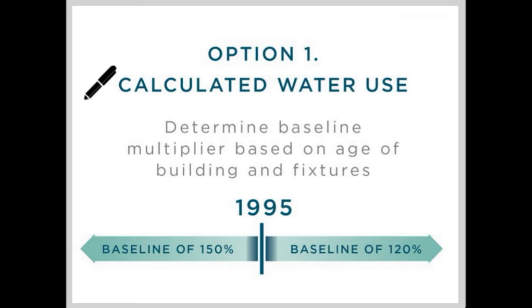Let's say an existing building pursuing LEED certification consumes 100 gallons of water for its fixtures and fittings, assuming the flow rates per table. Then the baseline would be 150%, or 150 gallons, if the building's certificate of occupancy is dated before 1995, and 120%, or 120 gallons, if the building's certificate of occupancy is dated after 1995.